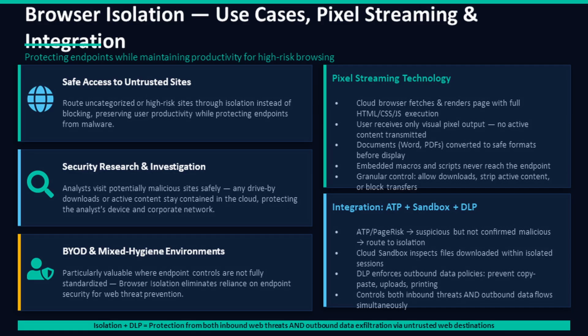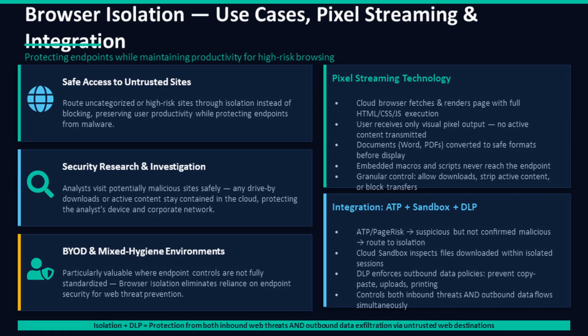The third use case is BYOD and mixed device environments. When employees use personal devices or devices with varying levels of endpoint protection, browser isolation removes the dependency on endpoint security for web threat prevention. Even on an unmanaged device with no corporate endpoint agent, browsing sessions routed through isolation are protected by the cloud browser. Now, let's look at how pixel streaming works in practice.